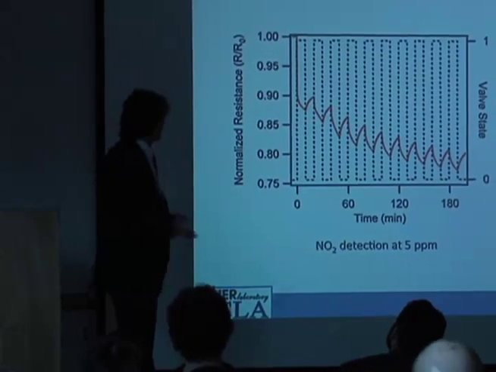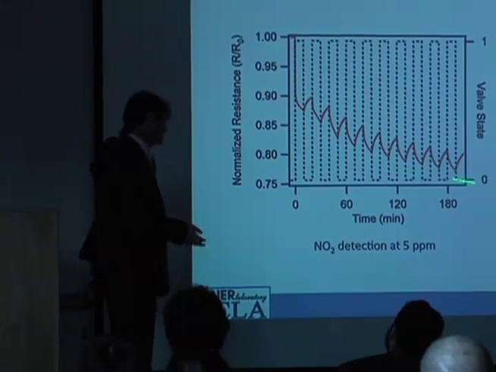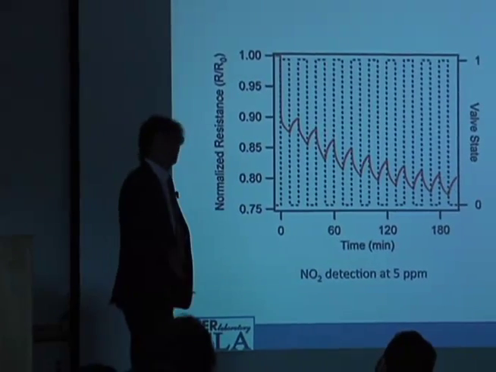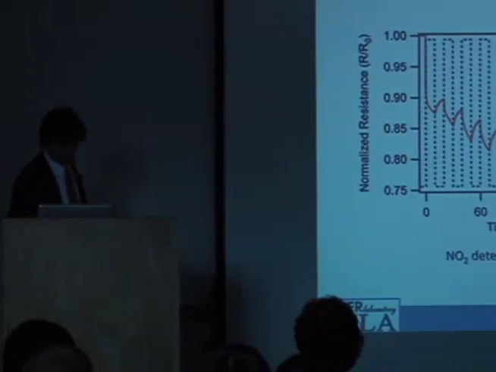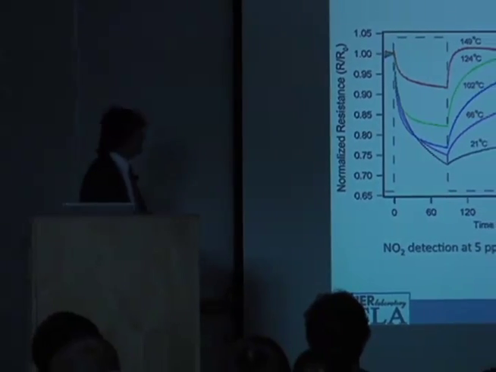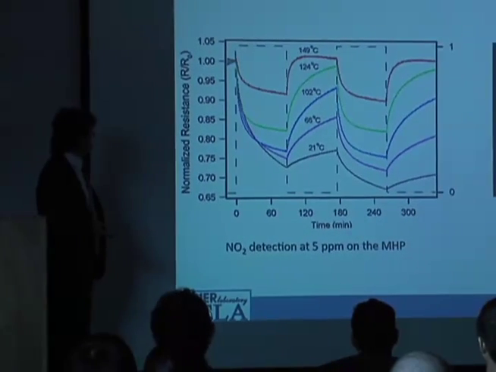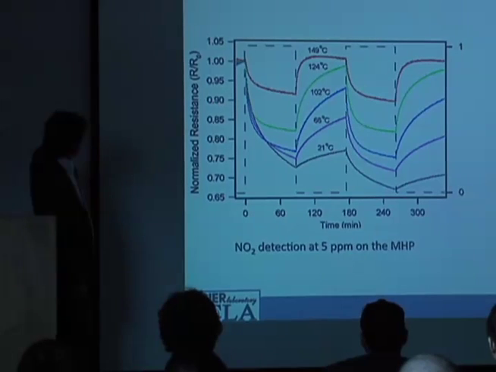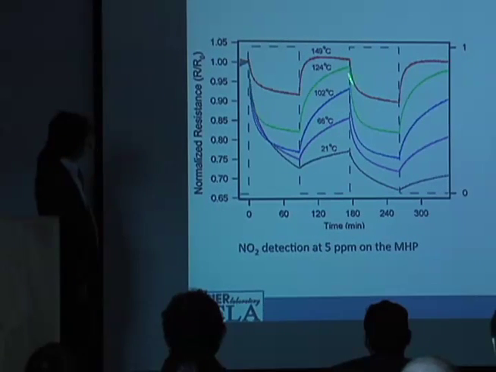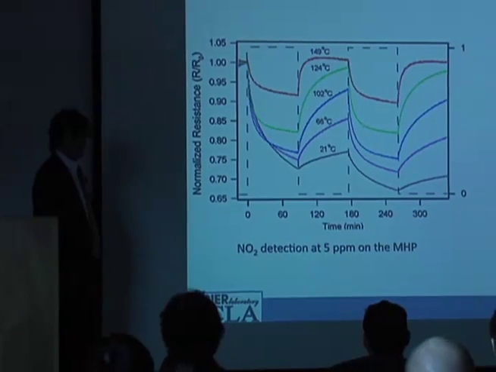Now, I know some of you work on sensors, and you're probably looking at this and saying, this is the worst sensor I've ever seen, right? We have a drifting baseline. It's not completely reversible. Okay, fine. This is why we're using micro hot plates. We can fix these problems. At least Bruce Weiler can. So what he did is he just heated it up to 150 degrees, and all of a sudden, this is NO2 at 5 parts per million. It's completely reversible. Okay, so you get a very nice looking sensor.